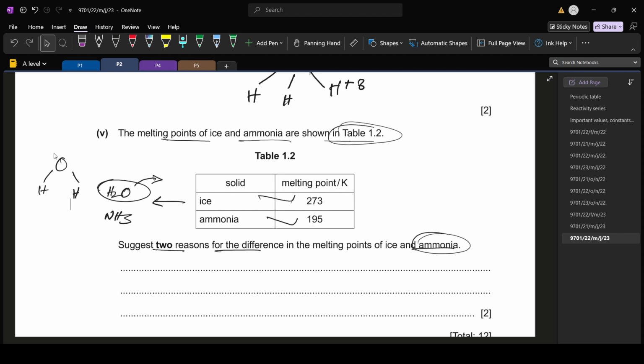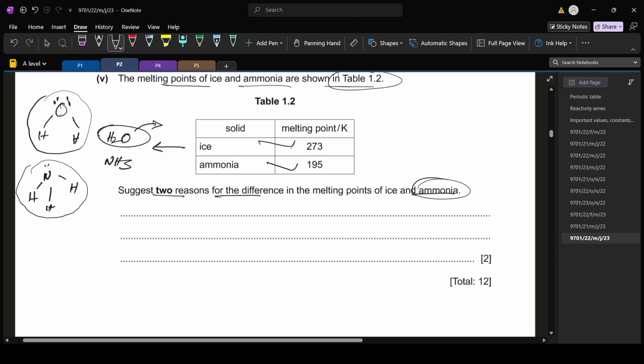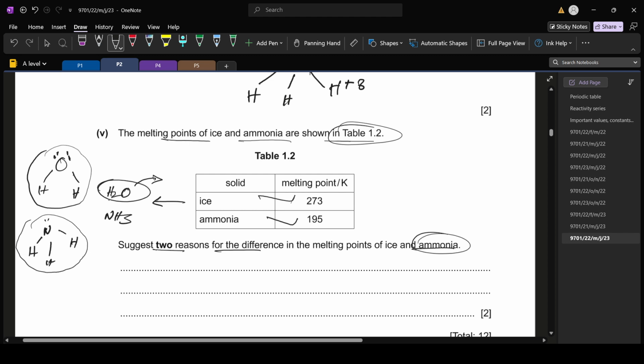And if you see, there are two lone pairs on this oxygen in water or ice, and there is only one lone pair on ammonia. So there are two lone pairs, which means that one molecule of ice can form two hydrogen bonds. One molecule of ammonia can only form one hydrogen bond, and a water molecule can form two bonds of hydrogen. So the hydrogen bonding in ice will be stronger than in ammonia. Okay, so these are your reasons.